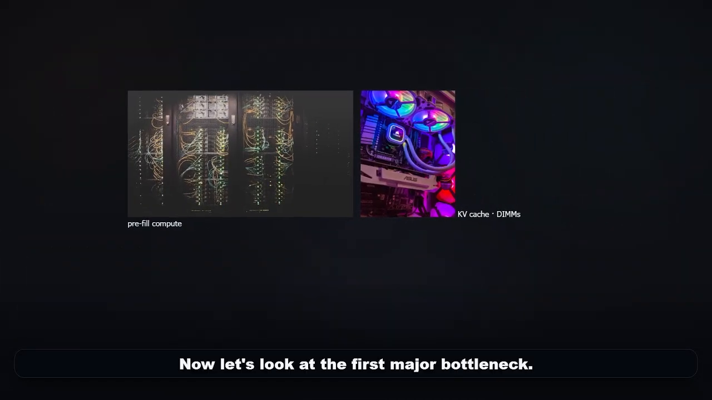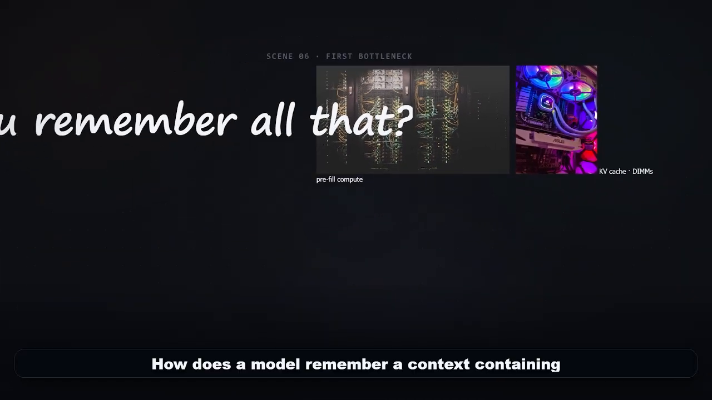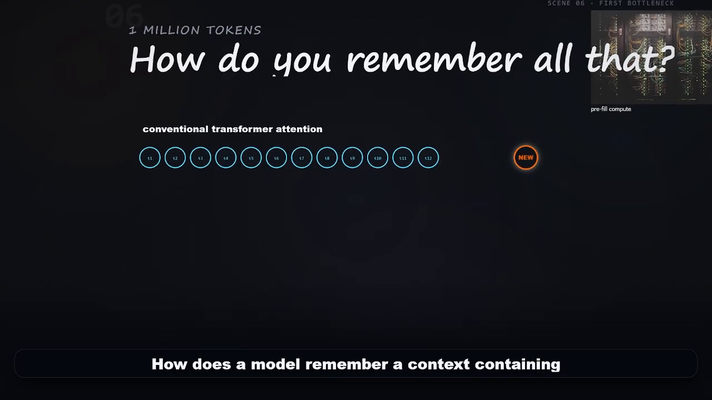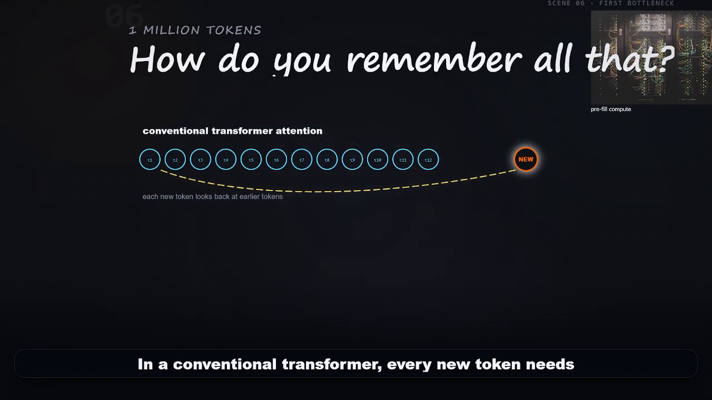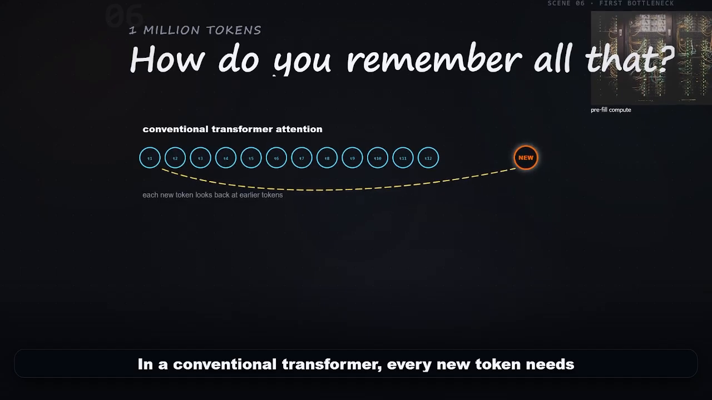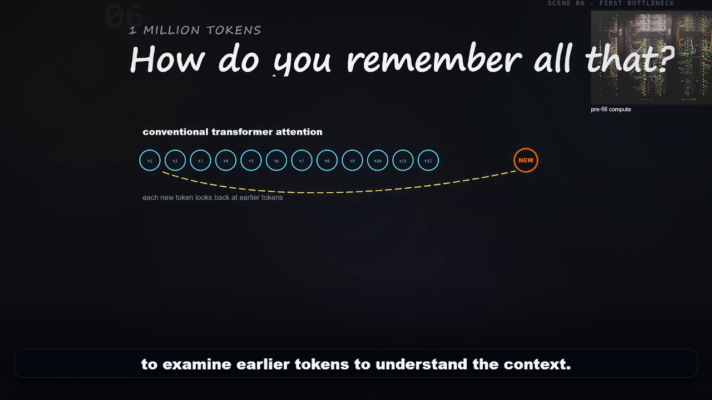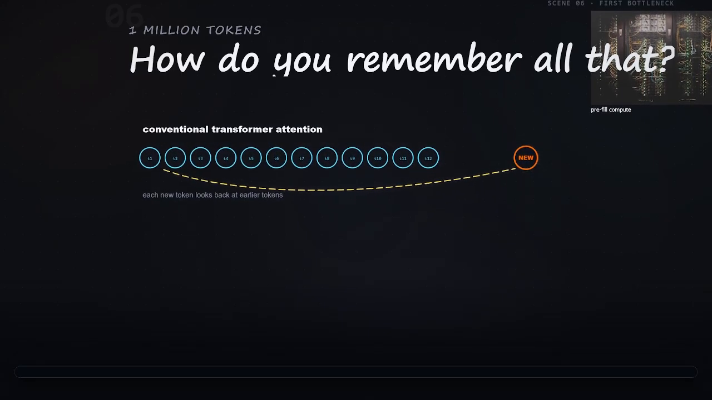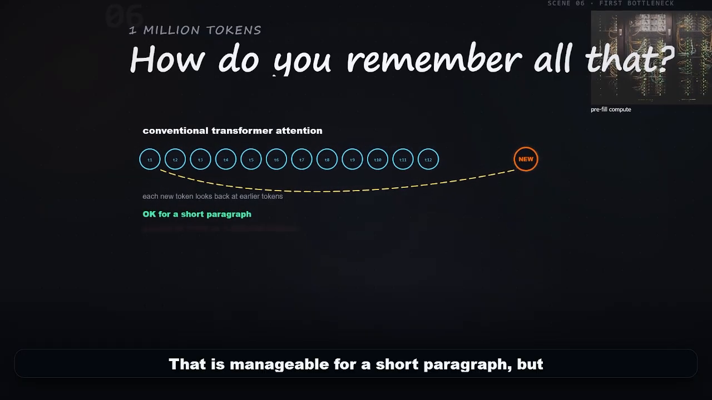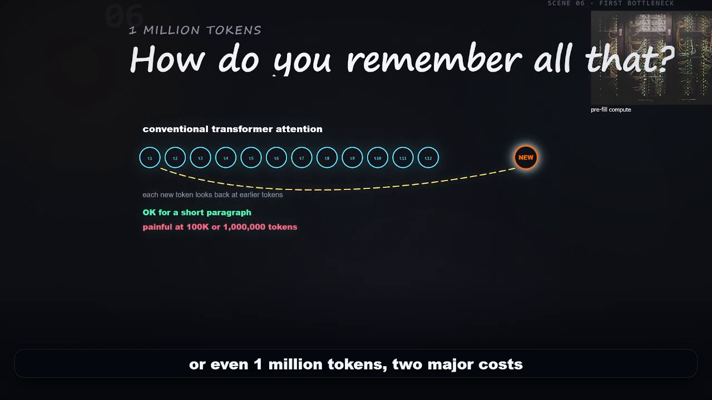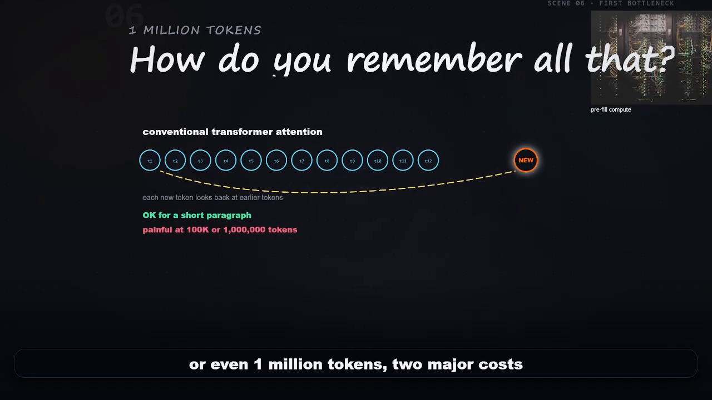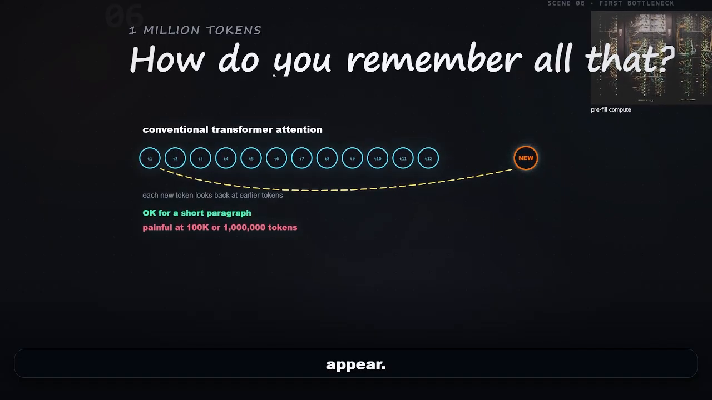Now let's look at the first major bottleneck. How does a model remember a context containing 1 million tokens? In a conventional transformer, every new token needs to examine earlier tokens to understand the context. That is manageable for a short paragraph, but once the context grows to hundreds of thousands or even 1 million tokens, 2 major costs appear.